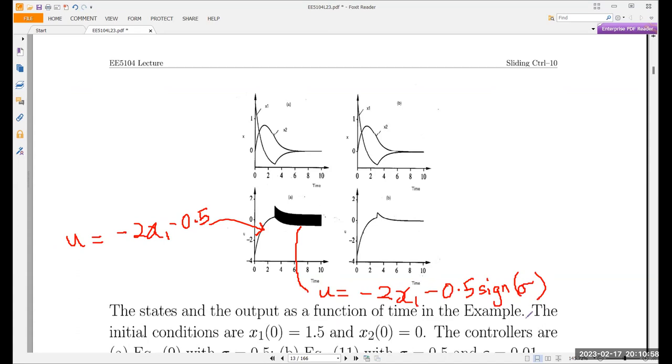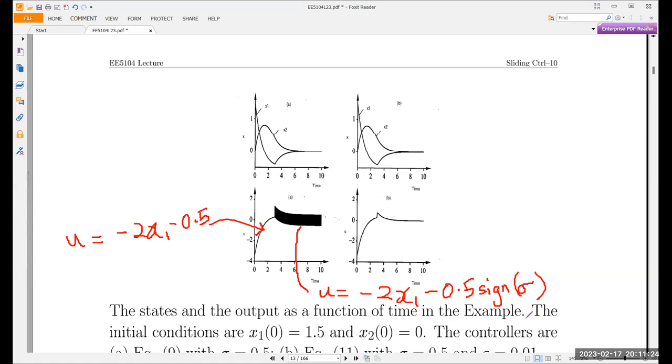sigma. All right, and since sigma is supposed to be 0, this in practice will not be 0, it will be plus 1 minus 1. So here would be minus 2x1 plus or minus 0.5. Because this one would be plus 1 minus 1 plus 1 minus 1. Very simple.